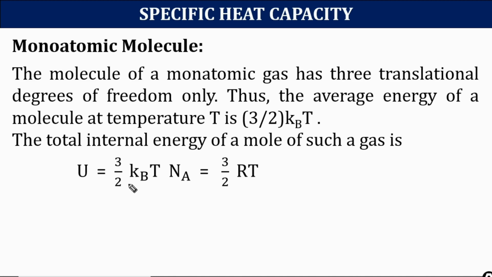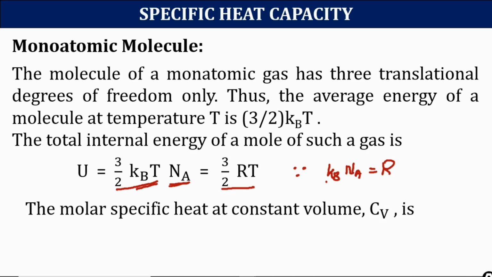Students, here 3 by 2 kBT represents the energy associated with a single molecule, and in 1 mole of gas there will be Na number of molecules, that is, Avogadro number of molecules, so the total energy of the entire gas will be equal to the energy associated with each molecule into the number of molecules present. That is equal to 3 by 2 RT, because we know that kB into Na is equal to the universal gas constant R. The molar specific heat at constant volume is represented as Cv.